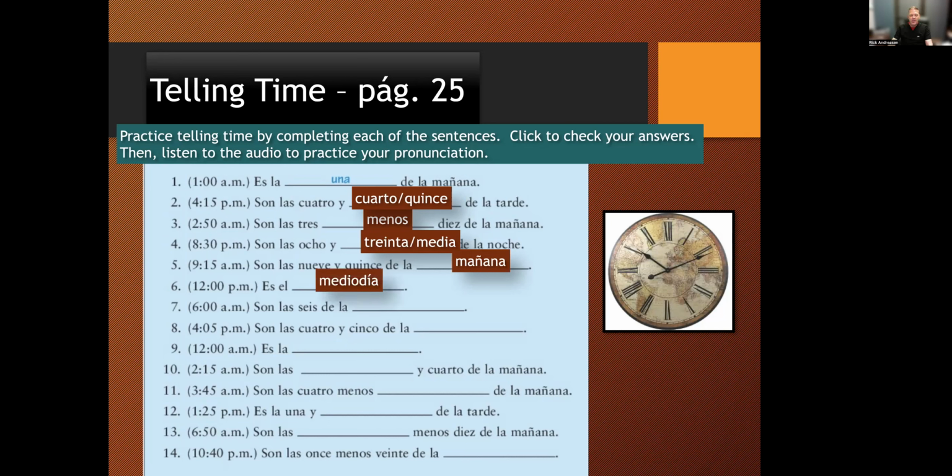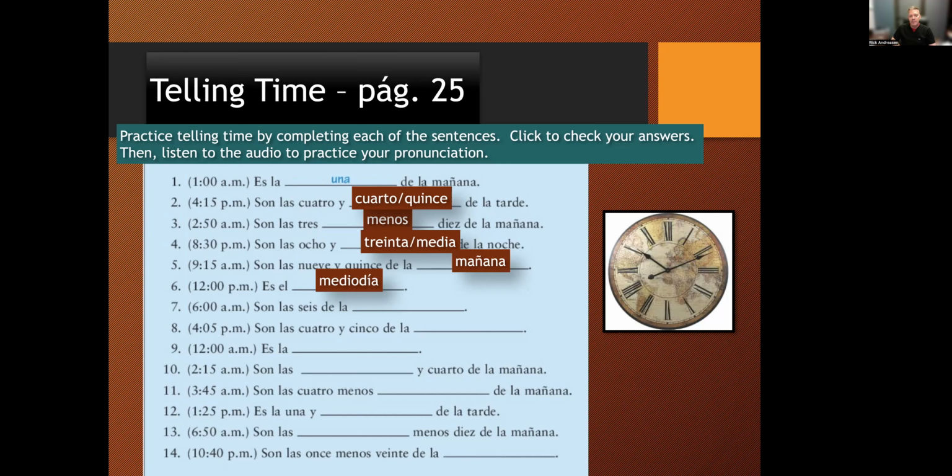Muy bien. Número 6, noon. Es el mediodía. Clases, repitan. Es el mediodía. Okay, now some of you may have written out 12 de la tarde or something out, but your indicator here is es, it's singular, right? So that tells you that's what we're looking for. Plus the el is the masculine form, so es el mediodía.